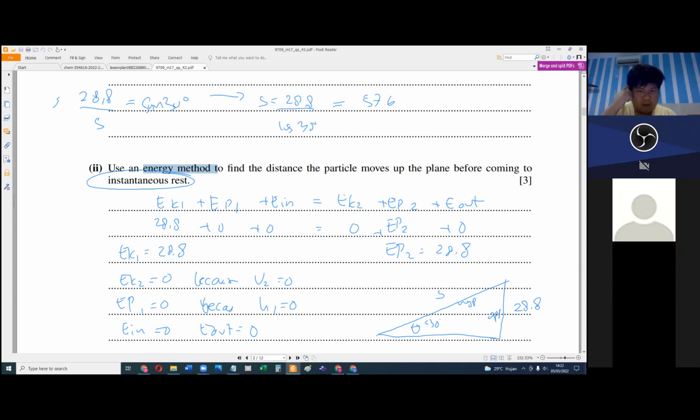57.6 meters. It's because it's sine, right? Yes, sine, not cos, my bad.